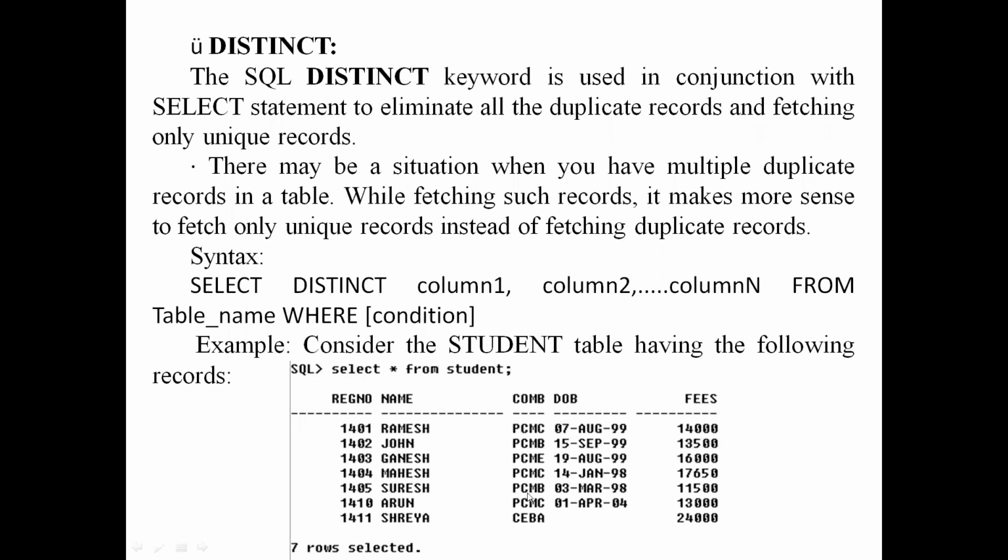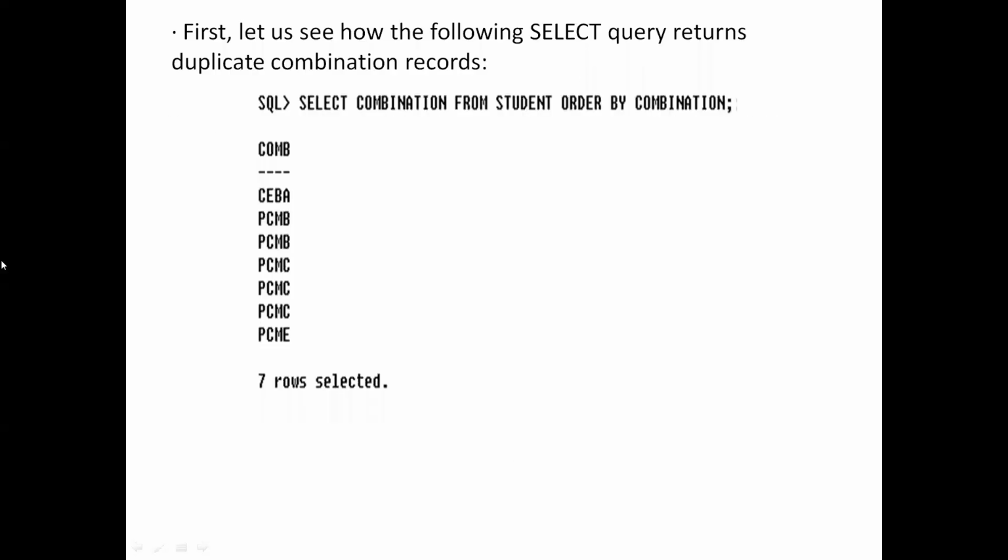Then PCMB is there in the middle. PCME is there. PCMC is there. It means the combinations are in random order. But if you use this particular statement, order by, with the order by clause, that arranges the given field according to A to Z order, that is, according to ascending order. It arranges the given fields, one field or more than one field, in an order. That's why if you observe the combinations here, CEBA is first, then PCMBs, then PCMCs, then PCME. It means the combinations are in an order.